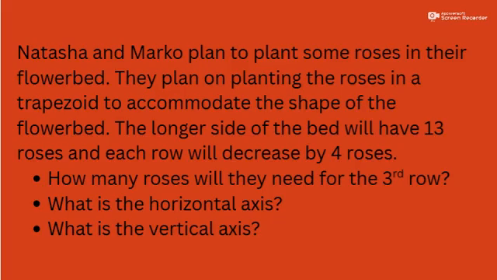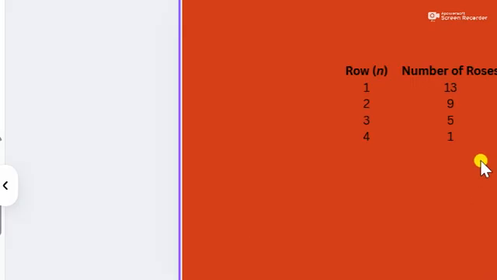You need to figure out how many roses they will need for the third row, what is the horizontal axis, and what is the vertical axis. Pause it, figure out, come back. Okay, this is what your table should look like.